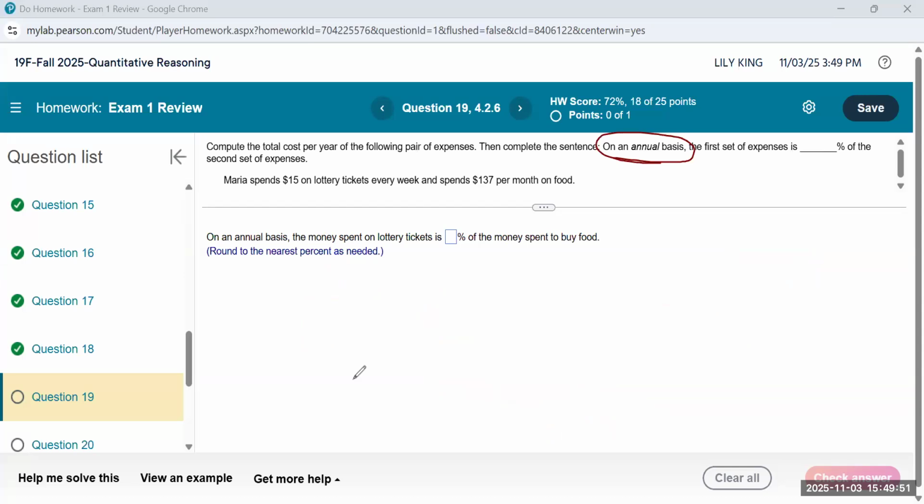So on an annual basis, for this problem, we are looking for the annual lottery expenses. So if Maria spends $15 on lottery tickets every week, at the end of the year, how much is she spending on lottery tickets? So you need to do that math first. We have 52 weeks in a year, so you have to multiply 15 by 52, which is $780. All right, so this is the annual lottery ticket expense.